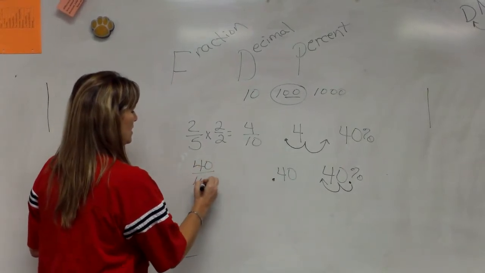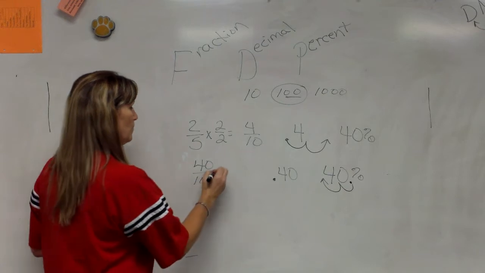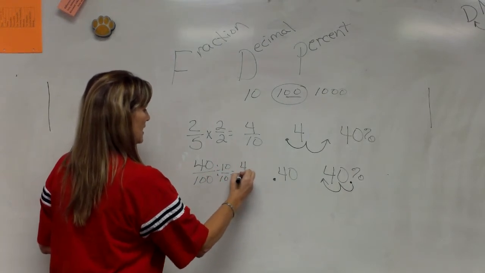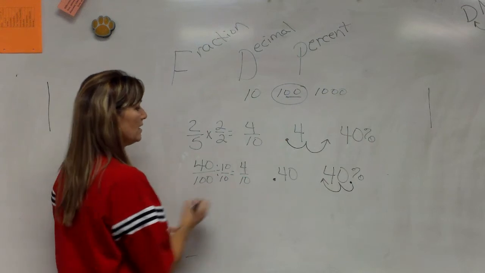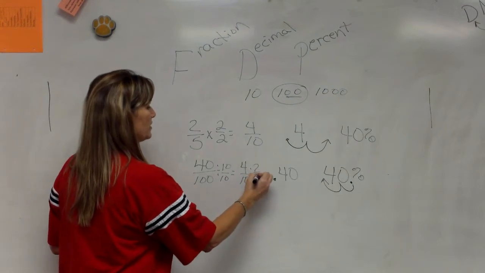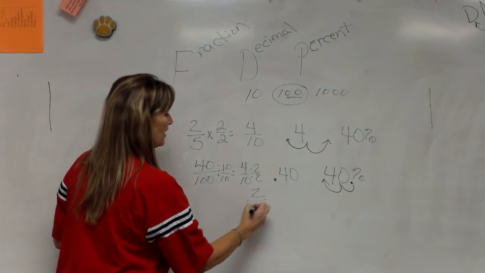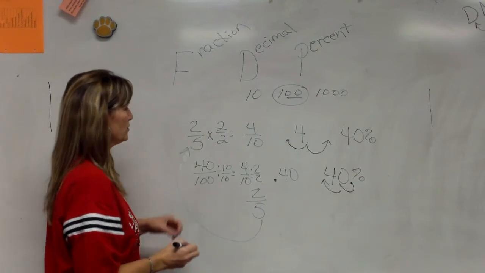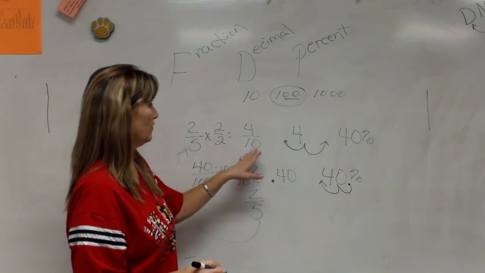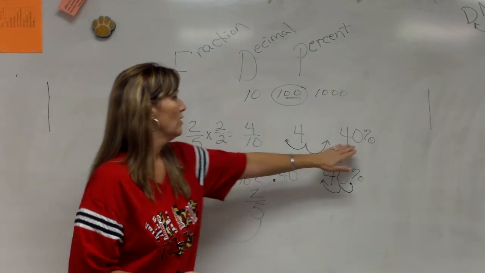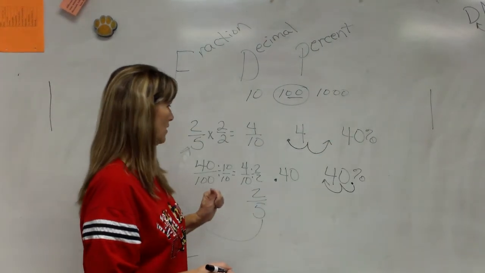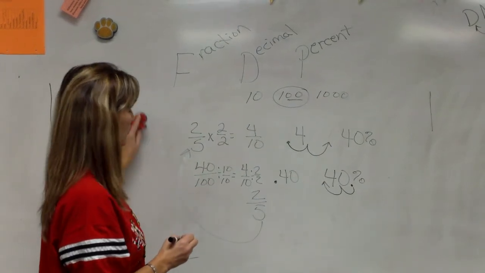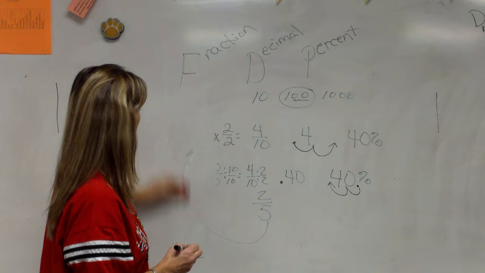40 hundredths. I could reduce at least by 10 over 10. I get 4 over 10. Those are even numbers. I can reduce again. My final answer is 2/5. Right back where I started. So 2/5, 4/10, 0.4, 40%. Those are all equivalent. So this is how you can go from fraction, decimal, to percent.